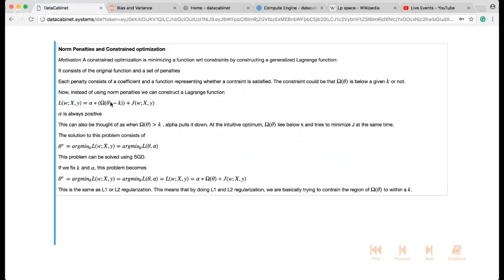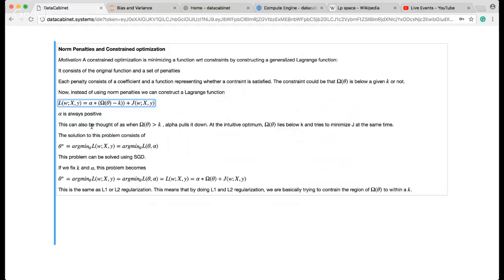If it's greater than k, then it will start adding a lot to this function. So what this alpha and k do is they try to bring the norm penalties below the k value, and this can be solved using gradient descent methods. This kind of formulation, a Lagrange function formulation, can be solved using SGD.